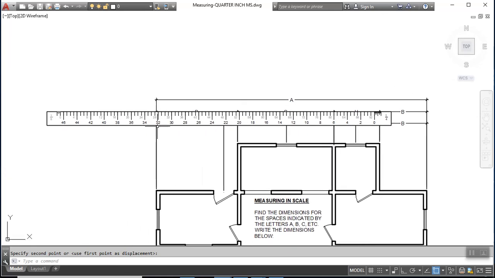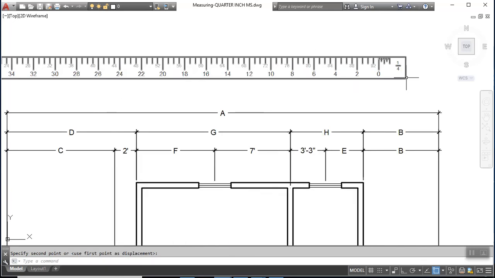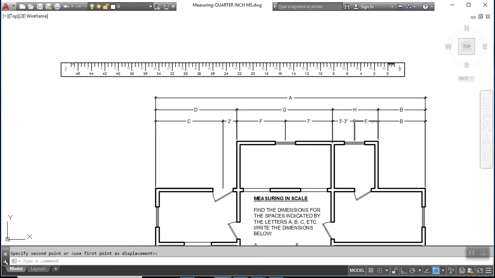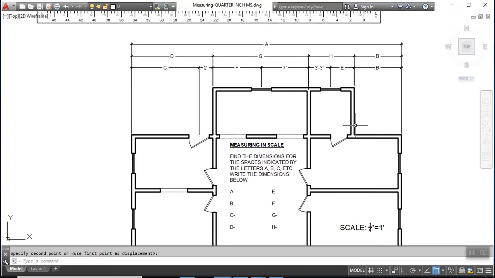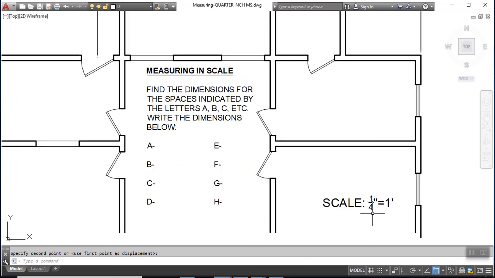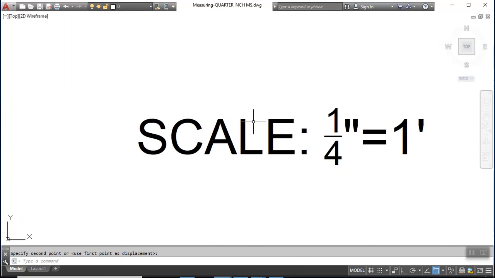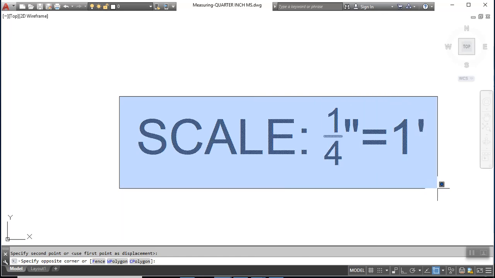Okay, so using our drawing here from AutoCAD and using our architect scale for 1/4 inch scale, we should be able to go through and measure everything over in our exercise. Now, here's how you know this drawing had to be measured with a scale. See what we have down here? Yeah, it says the scale is 1/4 inch equals 1 foot.